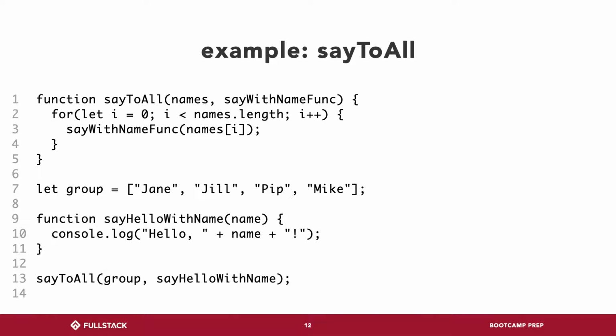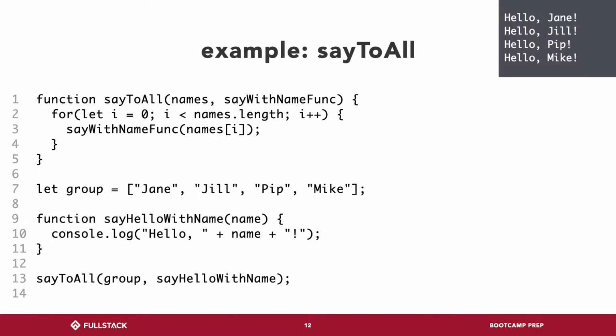Then, when the loop is iterated, we're on Jill, and it's going to do the same thing. It's going to call say with name func, which is say hello with name, because that's what we're passing in over here. And it's going to say hello Jill, exclamation point. And it's going to go on like that, and that's what you get in the terminal.